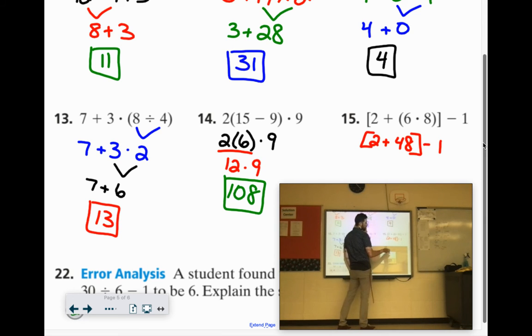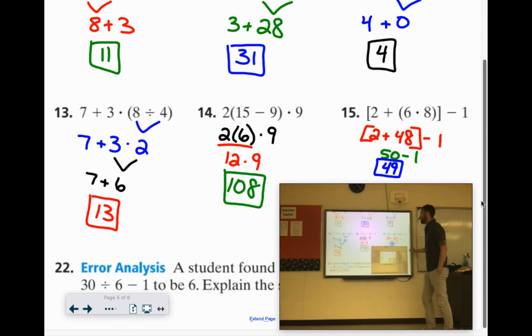See, in those brackets, 2 plus 48 is 50. Minus 1 gives us 49. All right, let's move down here.